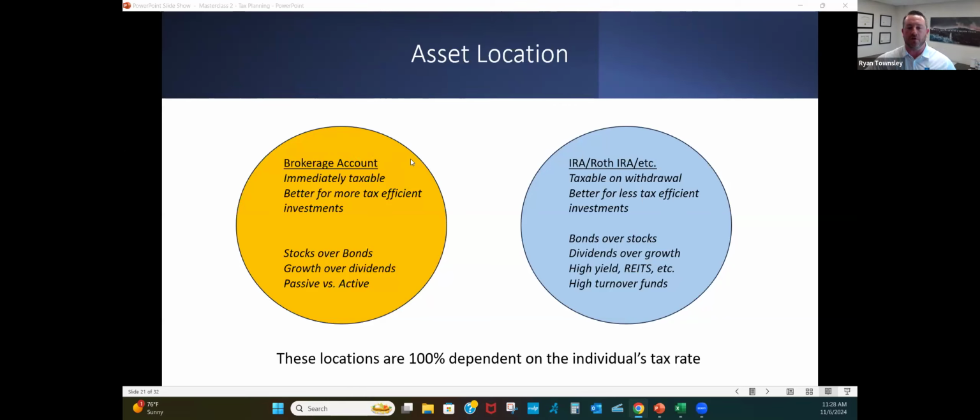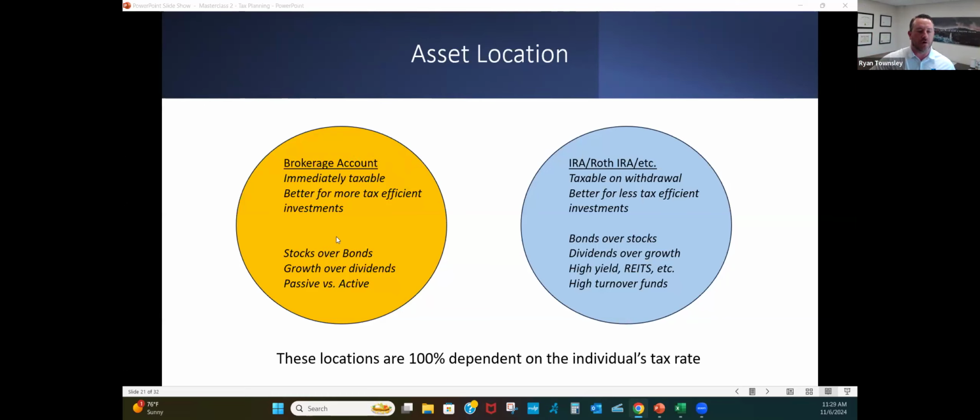And anything that comes out of an IRA or Roth IRA, et cetera, any type of qualified account, is going to be taxable when you pull it out. So if we make the assumption that regardless of what we do with asset allocation, we're going to have different asset location, meaning let's say we own the same stuff no matter what, we're just going to deliberately place it in different accounts.